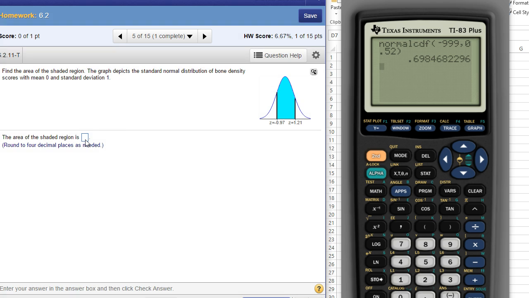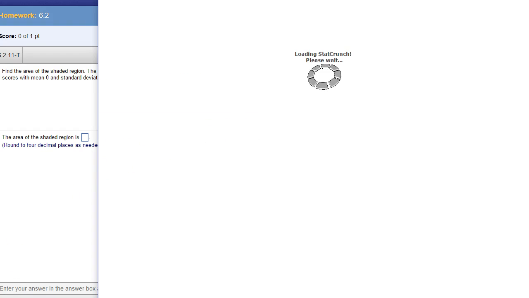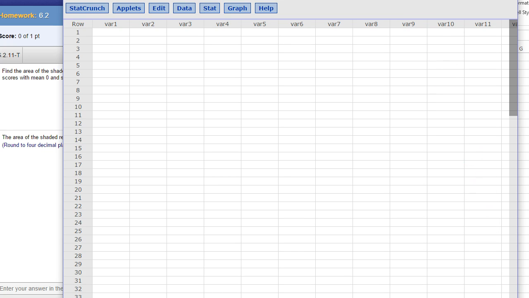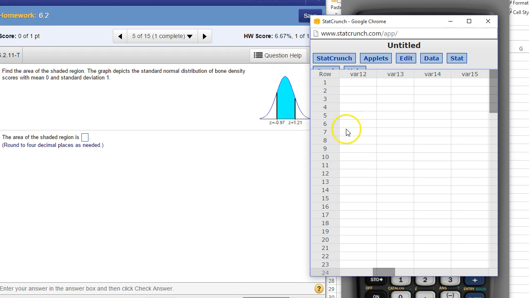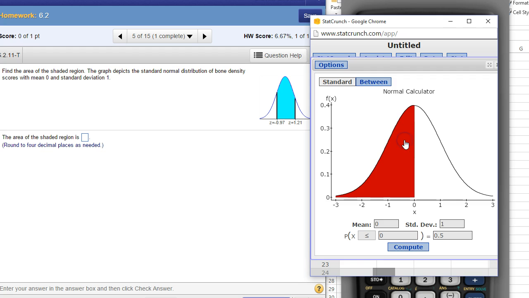Okay, now if I was using StatCrunch, this is the same type of problem. Now I have a lower number and an upper number. I would just type that in with my calculator. If I was going to use StatCrunch to help with this, first of all, I would make this thing fit in the window so I can still see the numbers when I'm putting it in. But you need to go to Stat and then Calculators, and then this is normal. All right, so I select normal. All right, it wants to know what's the mean and standard deviation.